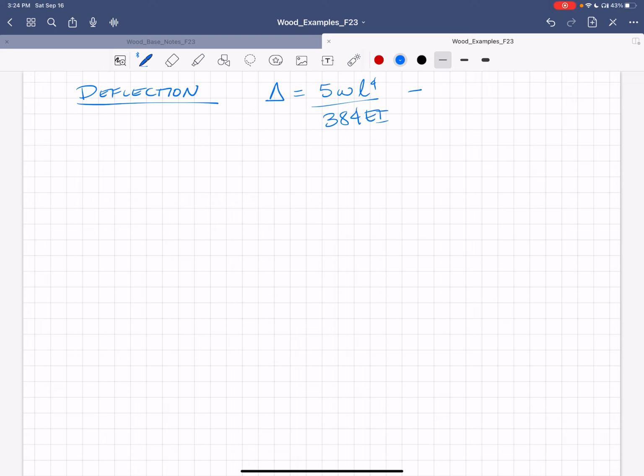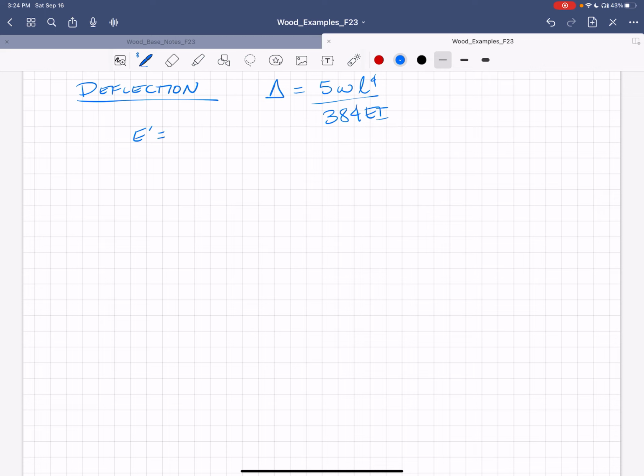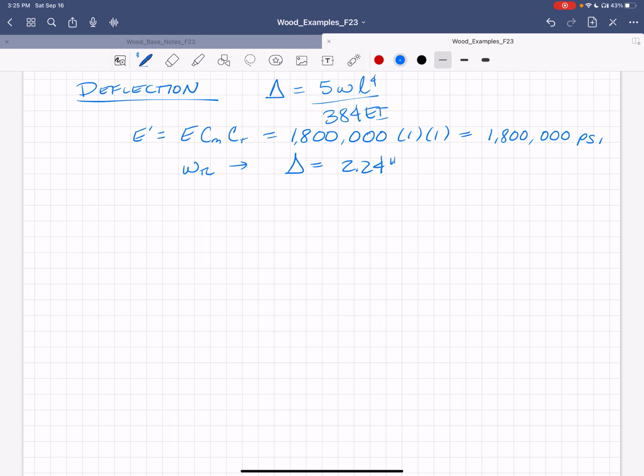If you substitute in, let's hold on for just a second here. We need E, and in this case it's going to be E prime, which is E times C sub m, C sub t. Our E value that we use for deflections for this is 1.8 million. Those two C values we've looked at several times are just 1, so 1.8 million is our E value. If I use W total load, I will get a delta of 2.24 inches.